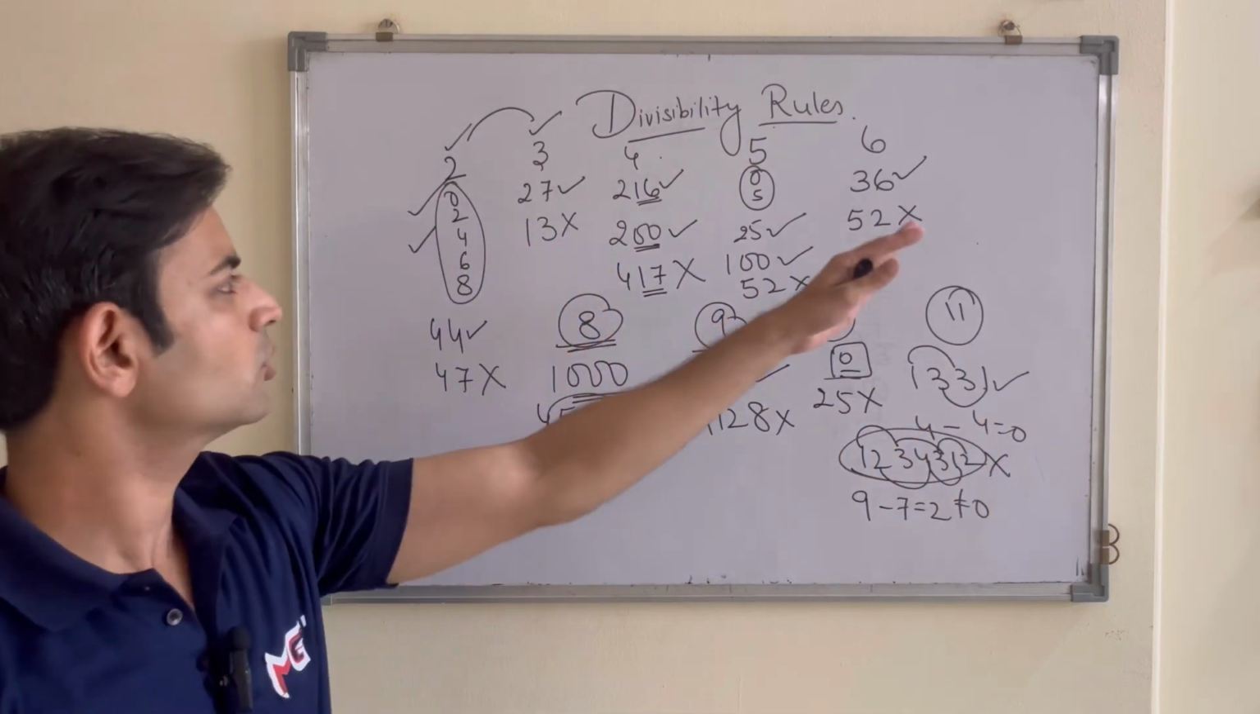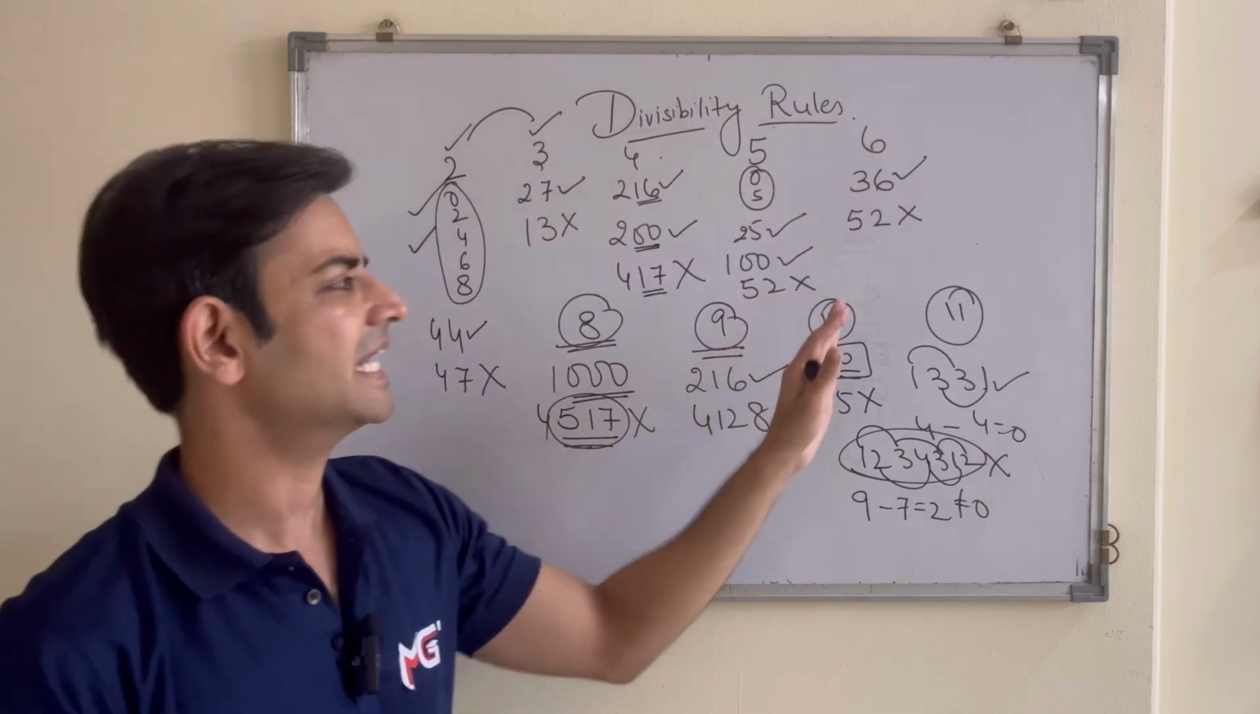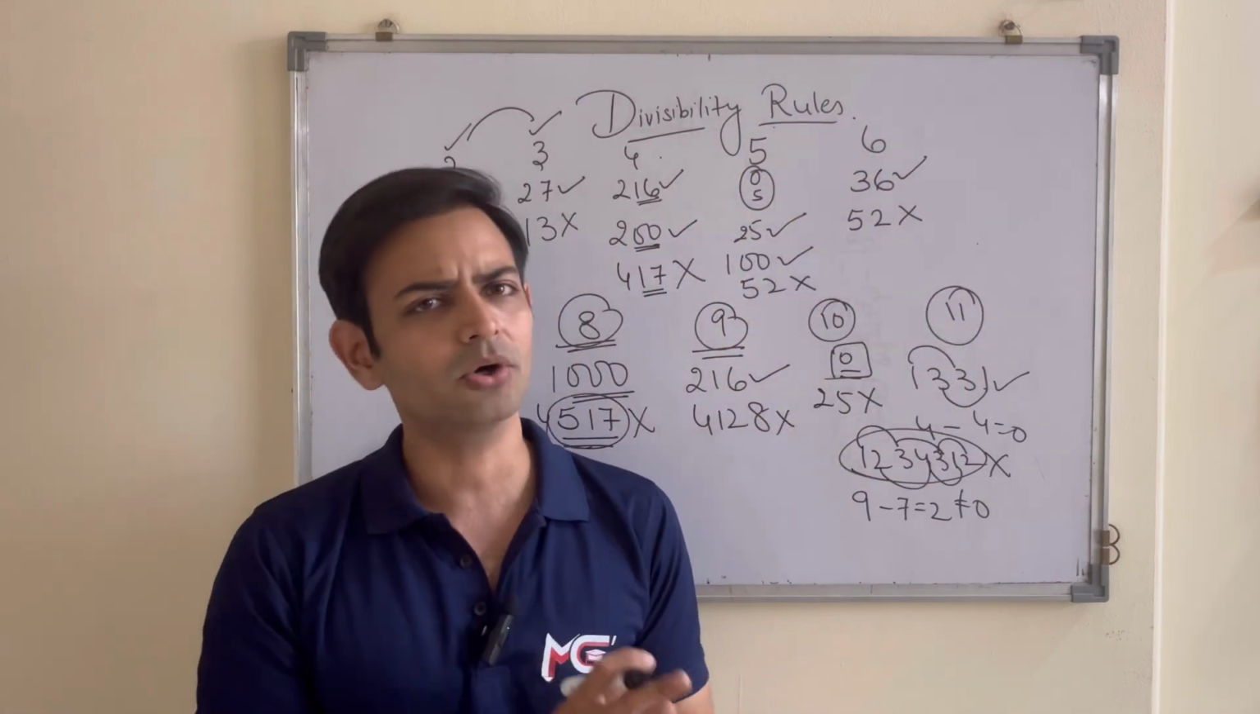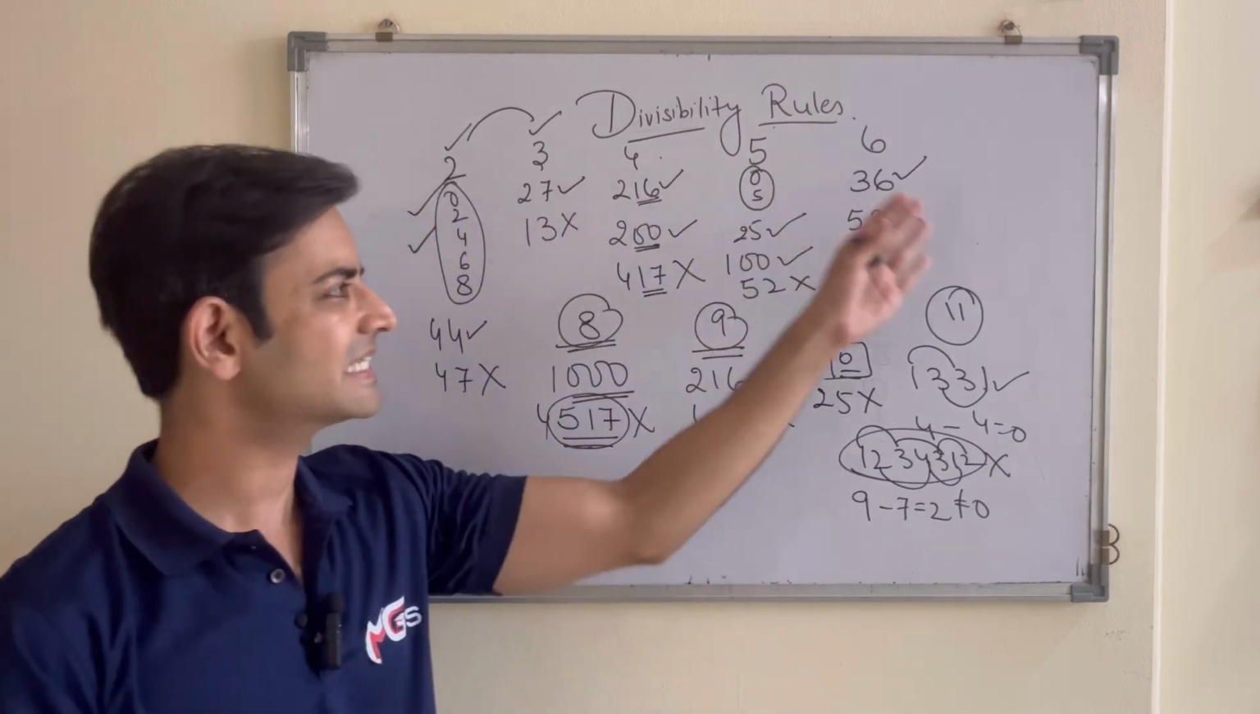So these are some basic rules for 2, 3, 4, 5, 6, 8, 9, 10, 11. You can on your own try out some random numbers and check if they are divisible by these divisibility rules.